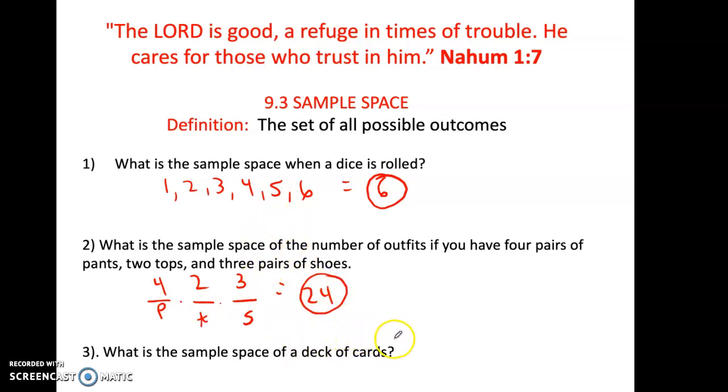What is the sample space of a deck of cards? Well, there's 52 cards in a deck. So that would be the answer for that.